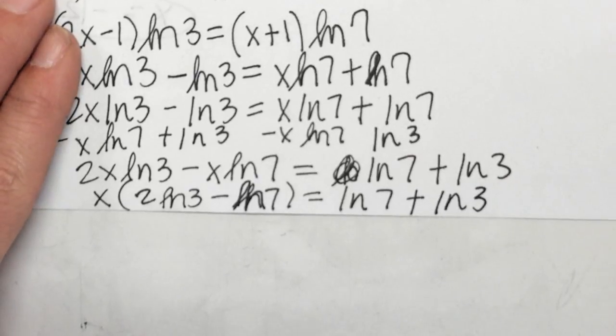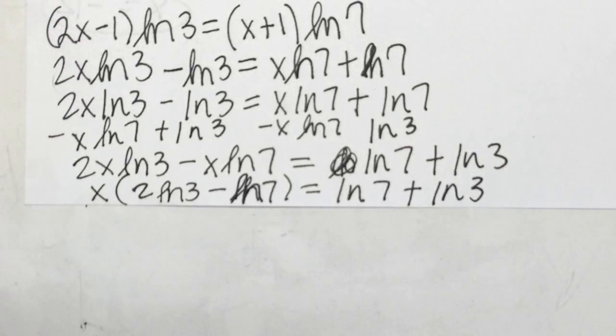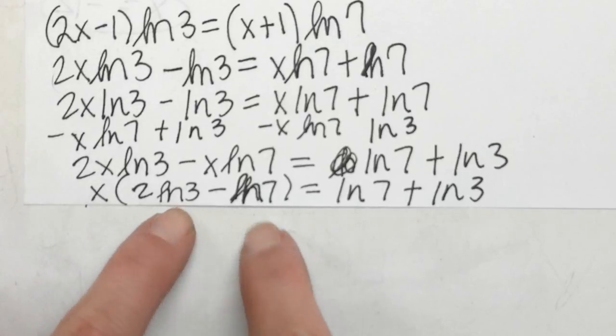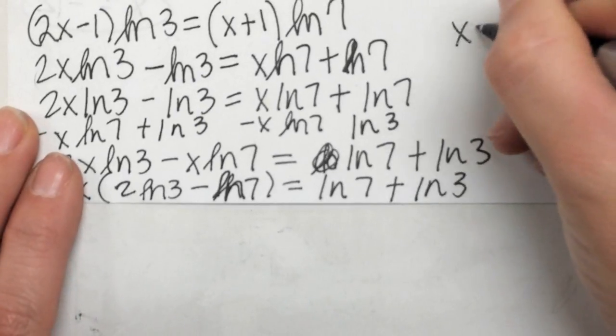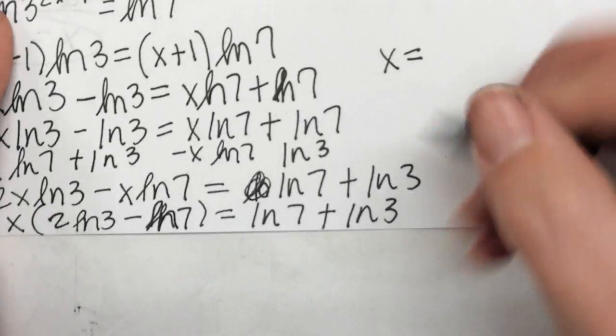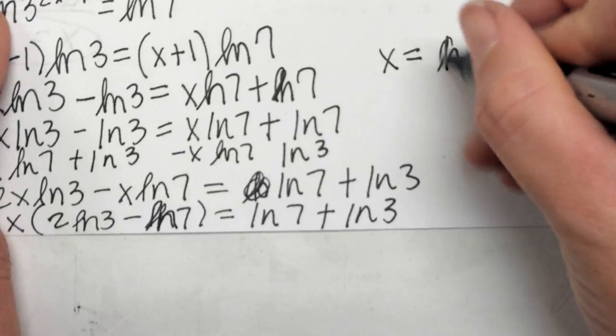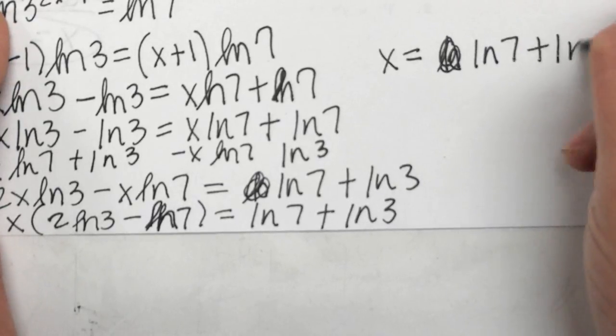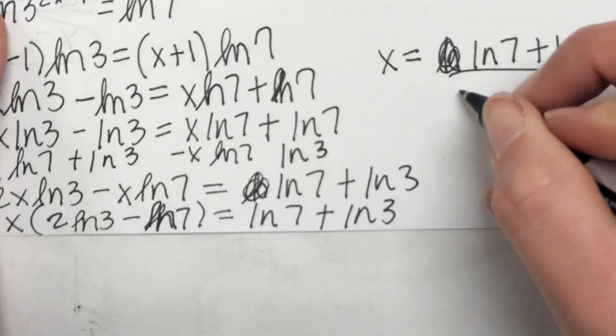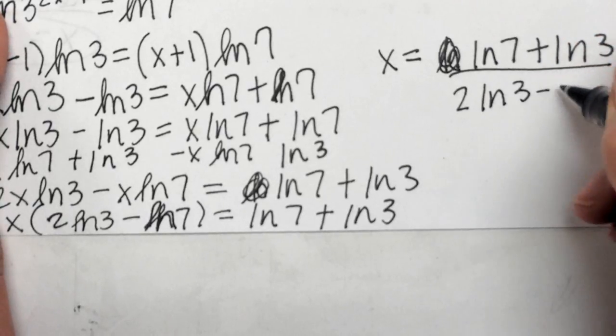Now, why did I take an x out? Yeah, because I could, but why? What purpose does that serve in us solving this? Because it's by itself. So now the only thing I have to do to solve for x is what? Divide everything by what? Yes. So this would be x equals ln 7 plus ln 3, all divided by what? Yep.